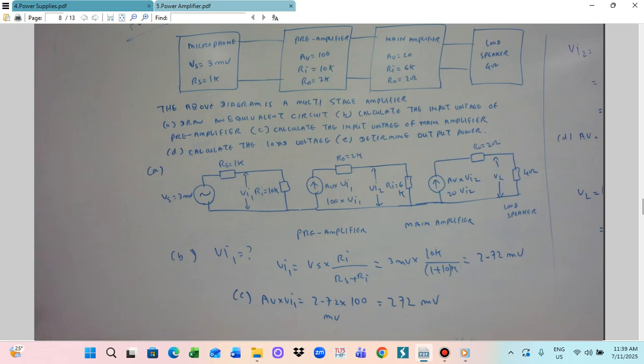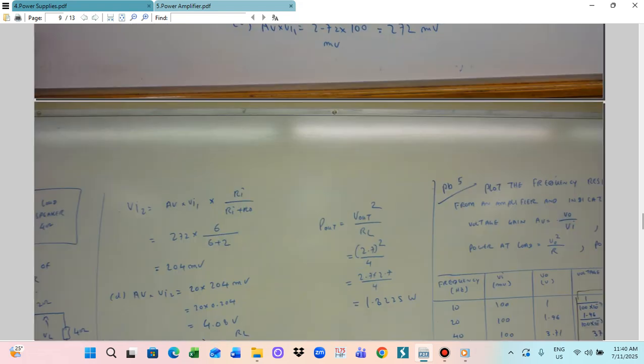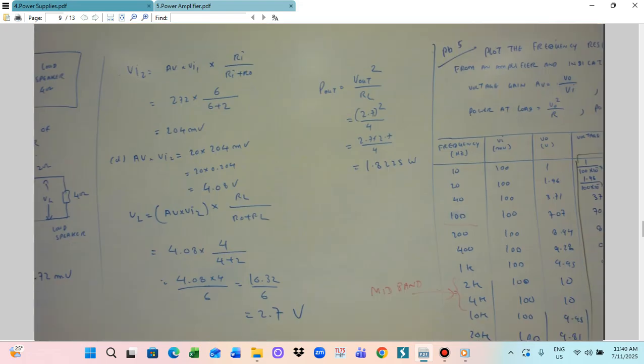The formula is that VI2 equals AB times VI1 multiplied by RI divided by RI plus R0. So AB times VI1 we already know is 272, multiplied by RI, which is 6, divided by RI plus R0, which is 6 plus 2. By solving this, we get 204 millivolt. So VI2 is 204 millivolt. This is the voltage input of the main amplifier, and this is the answer for C.